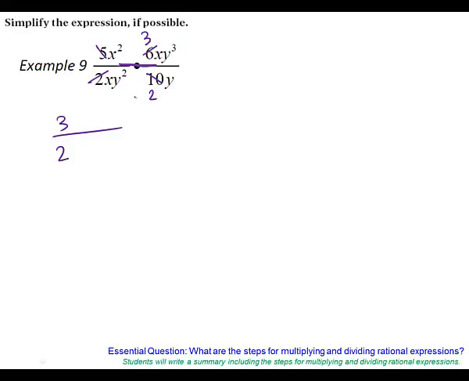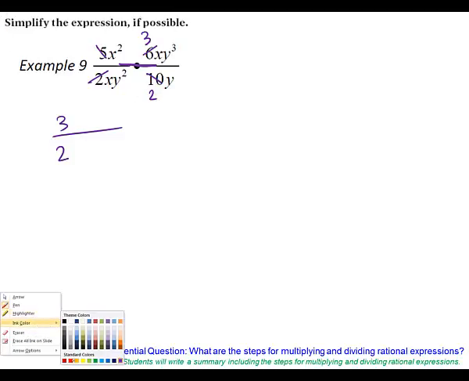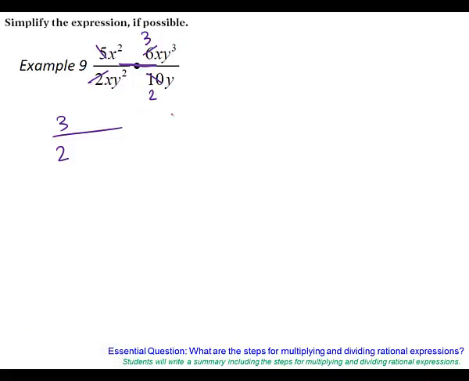All right, what else do you see that could cross out? I'll use a different color. Anything that just right away crosses out? What about this x and this x? Can't they go? Yeah. And what's left behind for our x's? Just for the x's, I have x squared in the numerator.